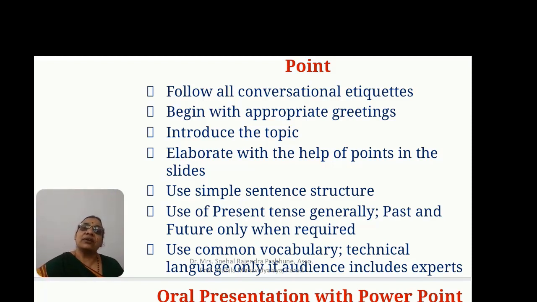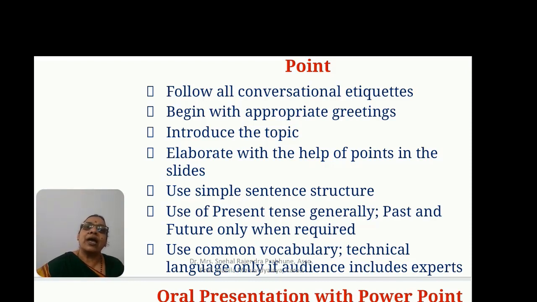Now, the sentence structure should be very simple. Avoid very bombastic technical knowledge. Yes, but if the audience is an expert audience, then you can use technical language. Otherwise, we have to keep the language and sentence structure as simple as possible. Then, when presenting, we have to generally make use of the present tense, and past tense and future have only to be used when required.